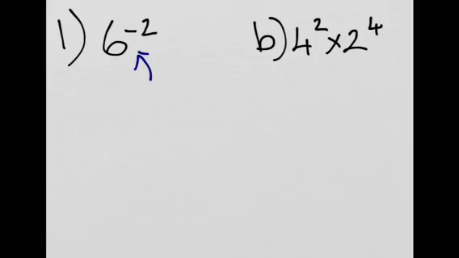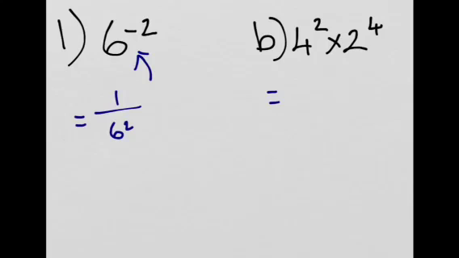This is going to give us a numerical answer, so in this first question we have to deal with the minus power. When you have a minus power, that means we can move it to the bottom, make it a fraction, and it becomes a positive power. So 6 to the power of minus 2 can be rewritten as 1 over 6 squared. A negative power becomes positive on the denominator. You then have to work out what 6 squared is, and that will give you your answer.